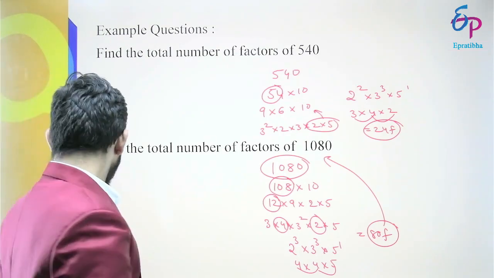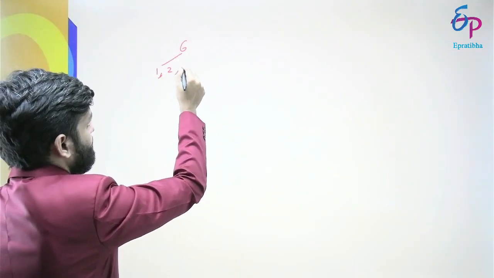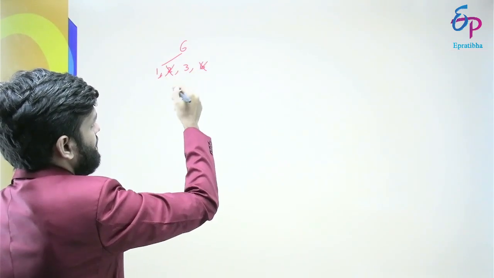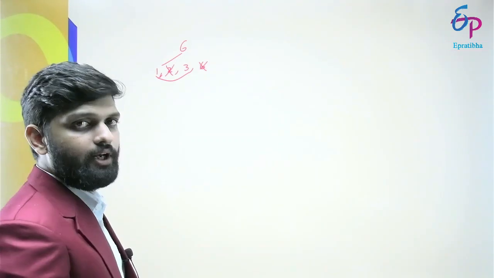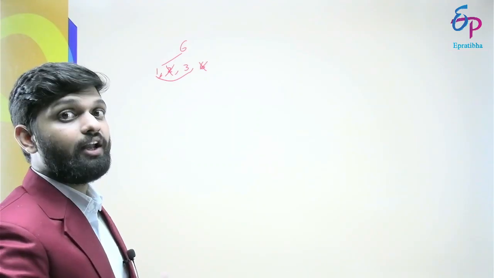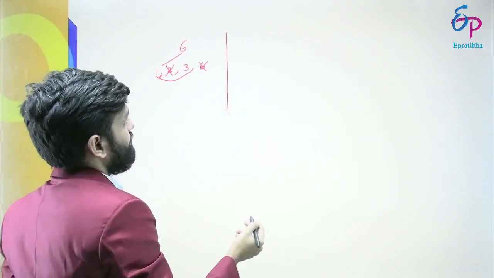So let's move further. Now how to calculate the odd factors? I don't want all the factors. I just want to find out the odd factors. If I take 6, what are the factors? 1, 2, 3, 6. I don't want this 2 and 6 here. I just want to know how many odd factors there are for 6, that is nothing but 1 and 3, but this is a simple number, we can directly find out. If I give you that 1080, which has 80 factors, I want to know how many odd factors there are. I'll tell you one example.